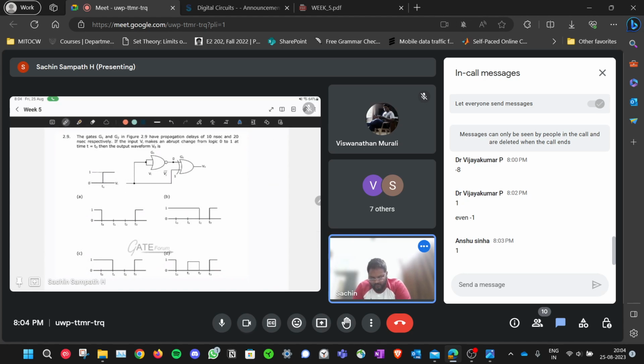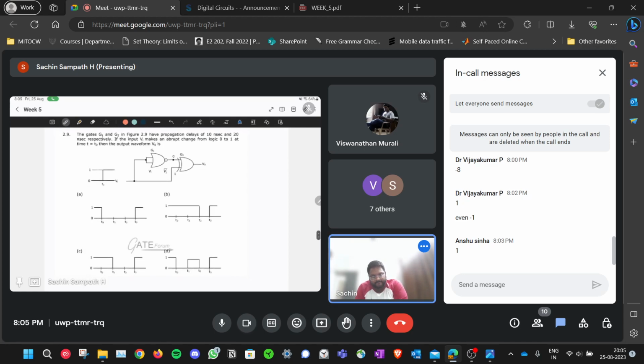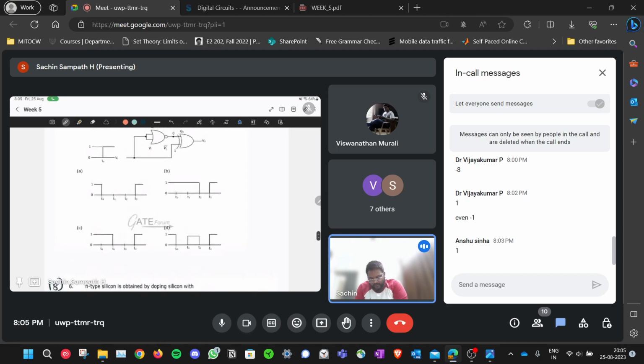They have given an input Vi, which is initially at 0, and at time t equal to t0 it will go to high, logic 1, and I've asked you what will be the output waveform. The output is here V0. So what is the waveform of V0? And they have given delays for each of these gates. G1 is a NOR gate with a delay of 10 nanoseconds. G2 is an XOR gate with a delay of 20 nanoseconds. So which one will be the output waveform?